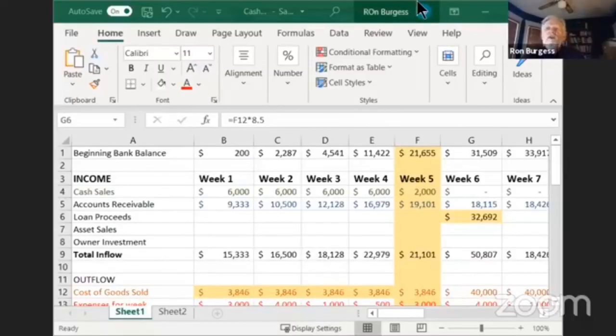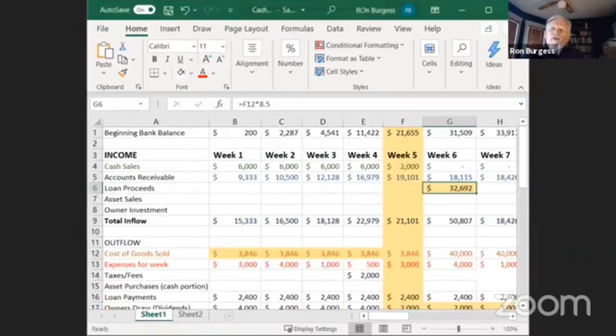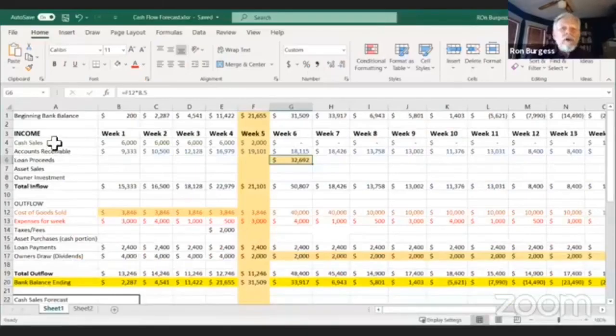Okay, now back to the other screen. Cash flow. So remember on our diagram, we talked about each one of these income streams. That's cash, accounts receivable, loan proceeds, assets, and loan investment. All we do is we put that in there, start at the first of the week, then we do the same thing for the outflow. We put each one of those items that we talked about, throw it in there, and this is really simple.